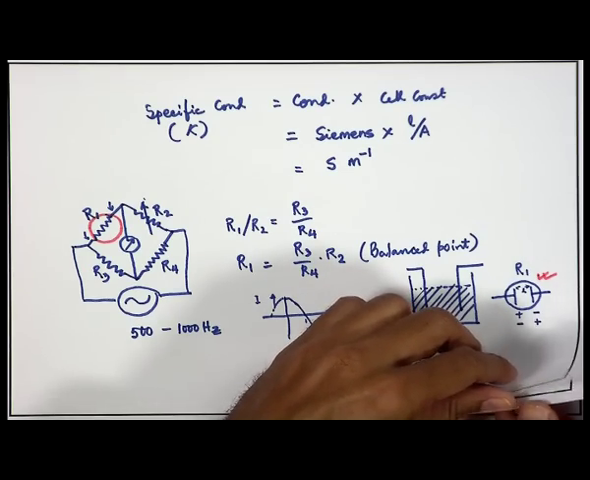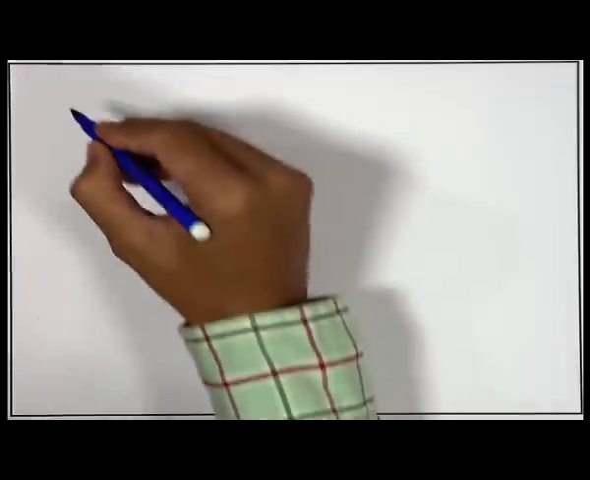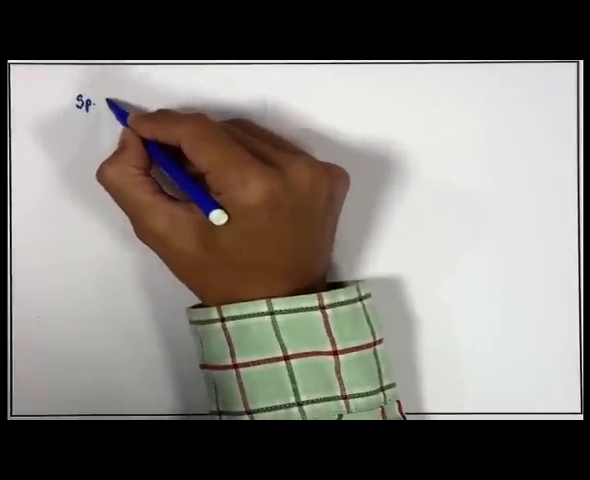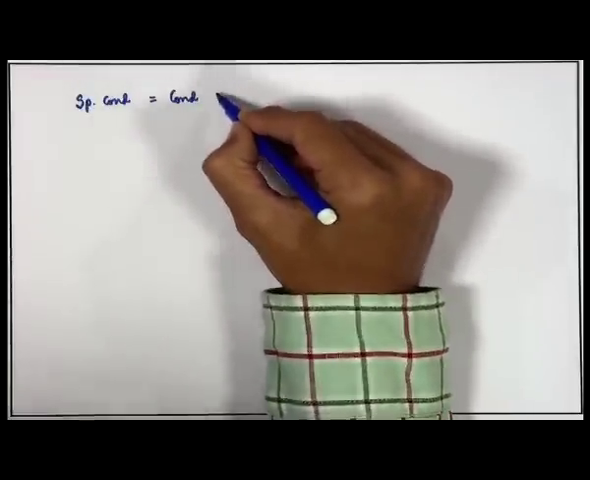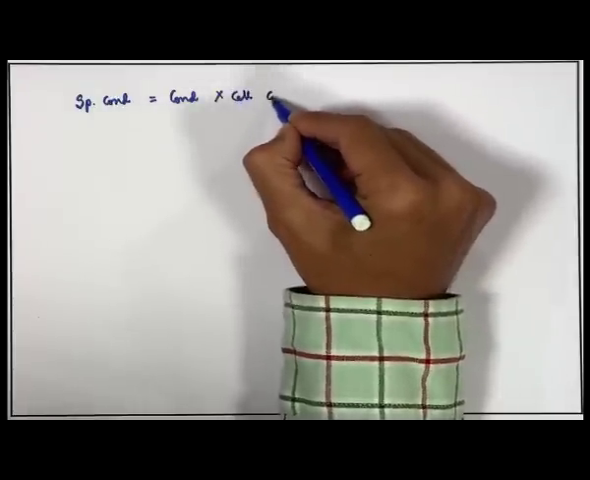Okay. So, therefore, what is the expression that you generally use is specific conductance is equal to conductance into cell constant.